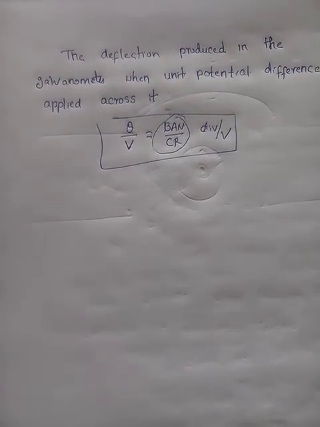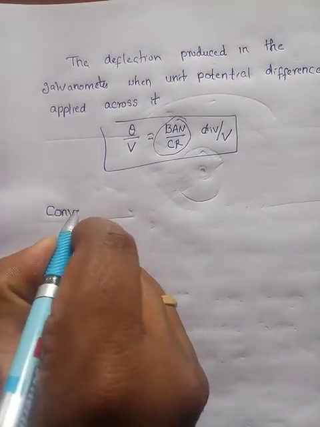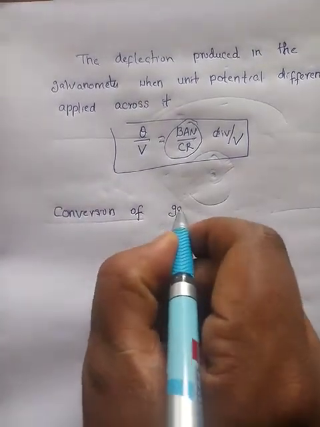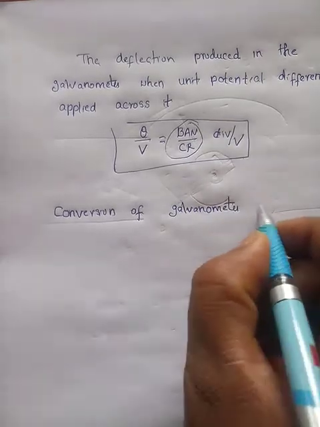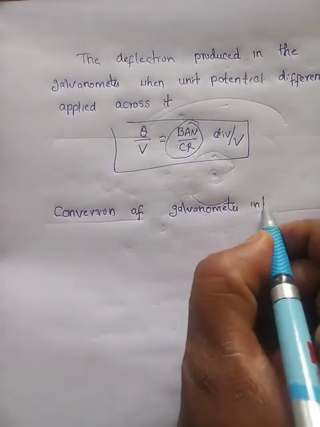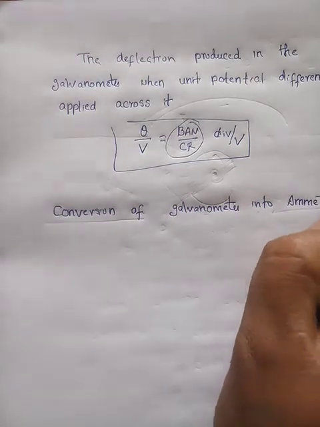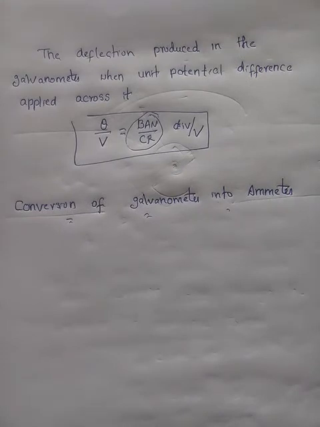Coming to the last concept of this chapter, that is conversion of galvanometer into ammeter. See, this is a very interesting concept in this chapter. What is that? Conversion of galvanometer into ammeter.